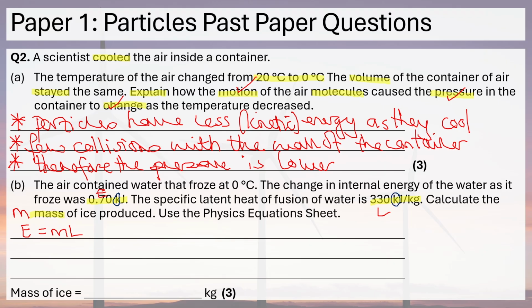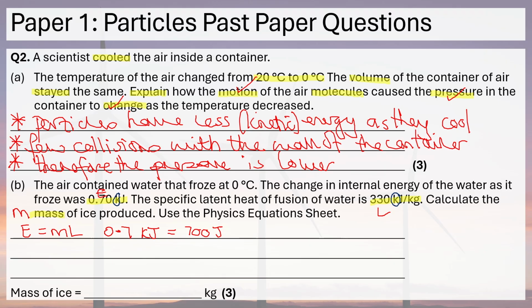Now, there's 2 ways of looking at this question. If you feel more confident making sure you get the right conversions, then I need to convert 0.7 kilojoules into joules. So that's going to equal 700 joules. Remember, kilo is big, so the number is going to get bigger, and it means I've got to multiply by 1,000 because kilo is 1,000, so I end up with 700 joules.